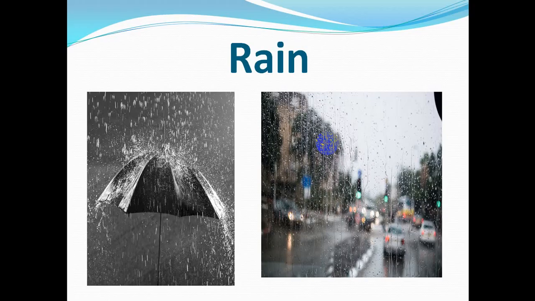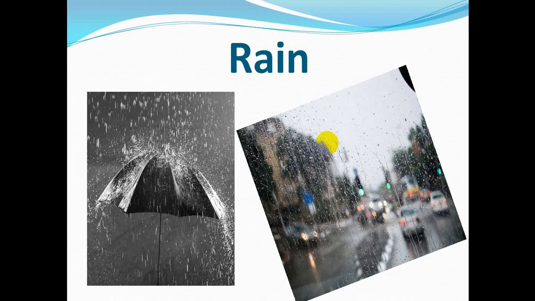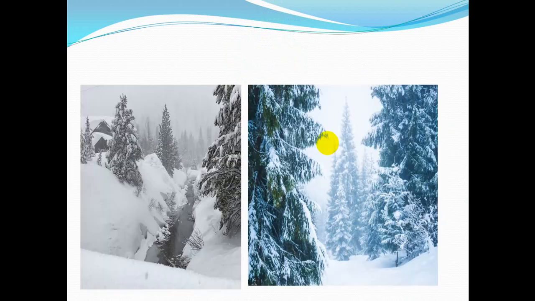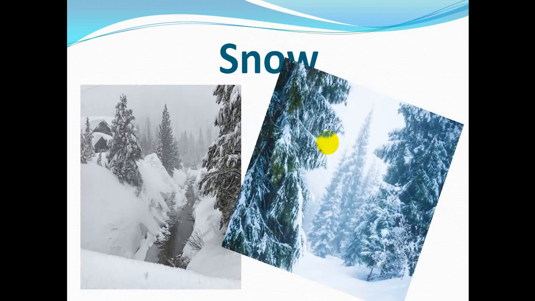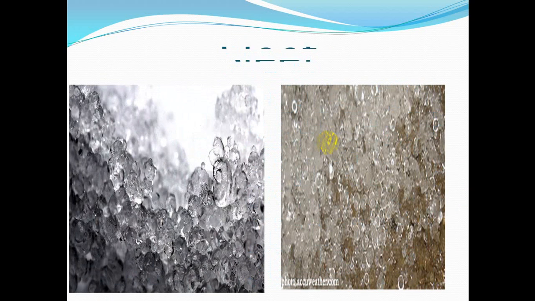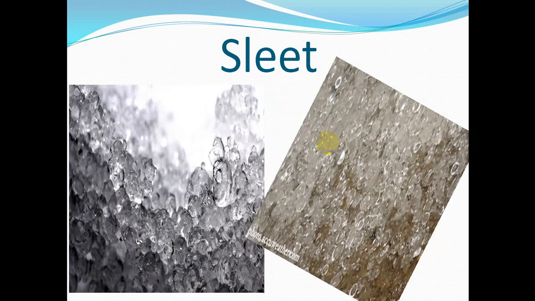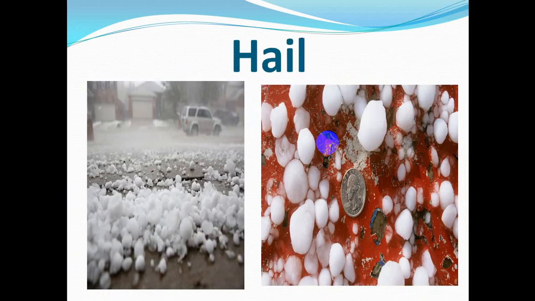Precipitation could be in the shape of rain. Of course, we know rain. We see it most of the time in winter. In some places, it doesn't rain, so it has snow. Or sleet. Or even hail.